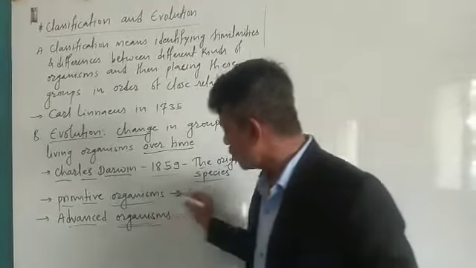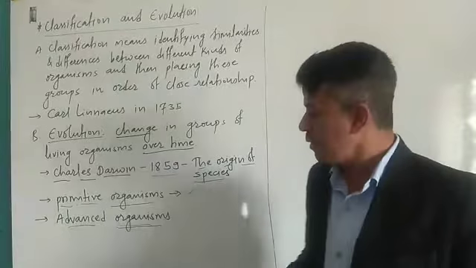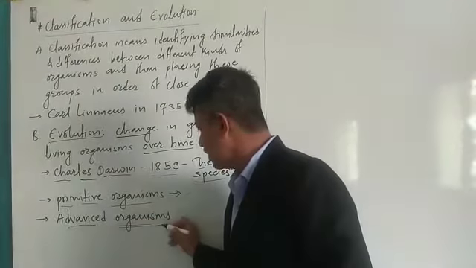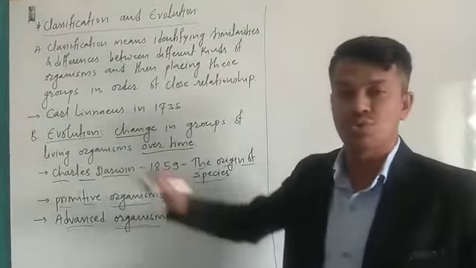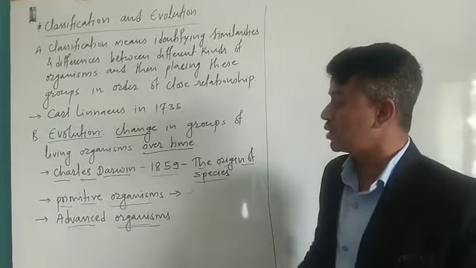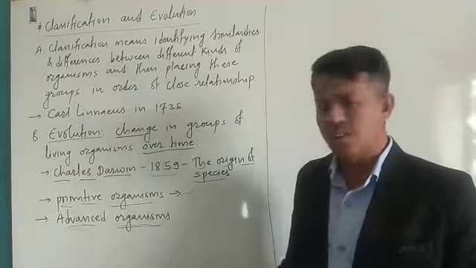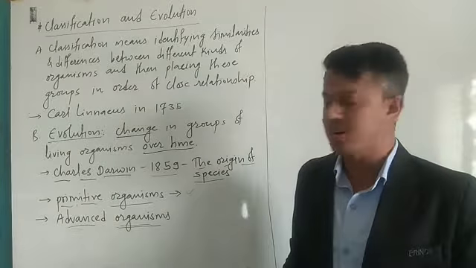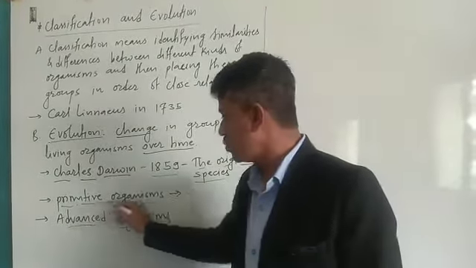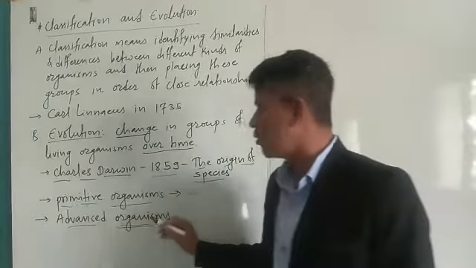This primitive form also exists today, but the advanced body structure is due to the process of evolution. This advanced form today we also call the younger organism, or the complicated form of the body. So there is the primitive form of organism and the advanced form of organism.